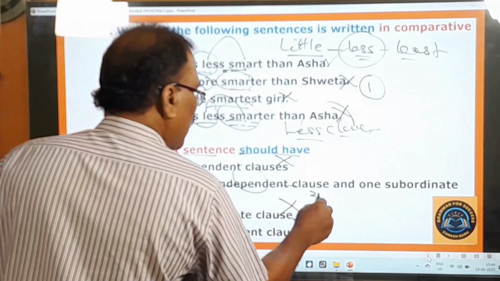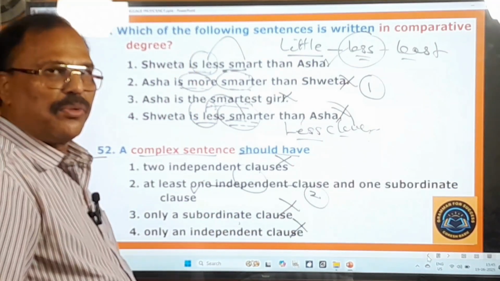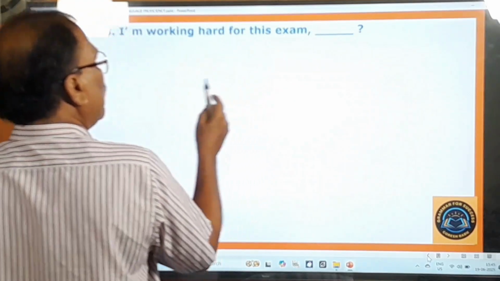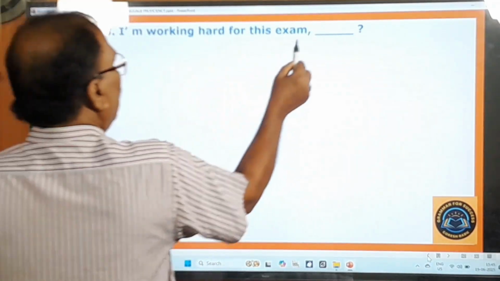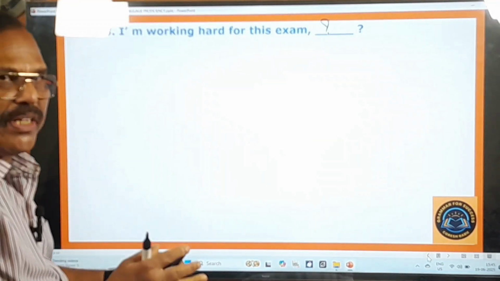Therefore, your answer is the second one. All others are wrong ones. Now you move on to other questions. 53rd question: "I am working hard for this exam, dash." So here one blank is given, and what is to be used in that blank, and what actually is the question.